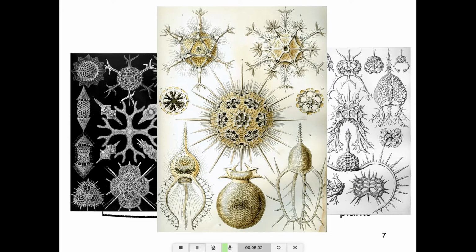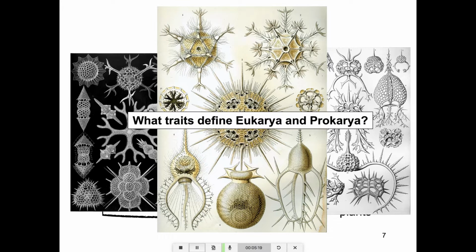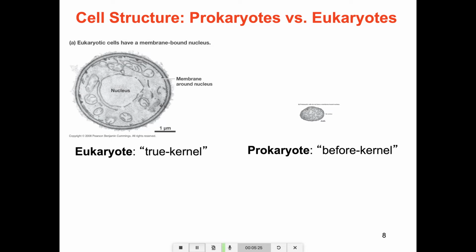So these, for example, are some beautiful diatoms, and these are once again an example of eukaryotes. And if you looked at these things on a picture to the naive eye, you might say these look like bacteria or some sort of prokaryotic organism to me. But these are in fact eukaryotes. So what are the traits that define eukarya versus prokarya? What are the traits that separate these two major groups?